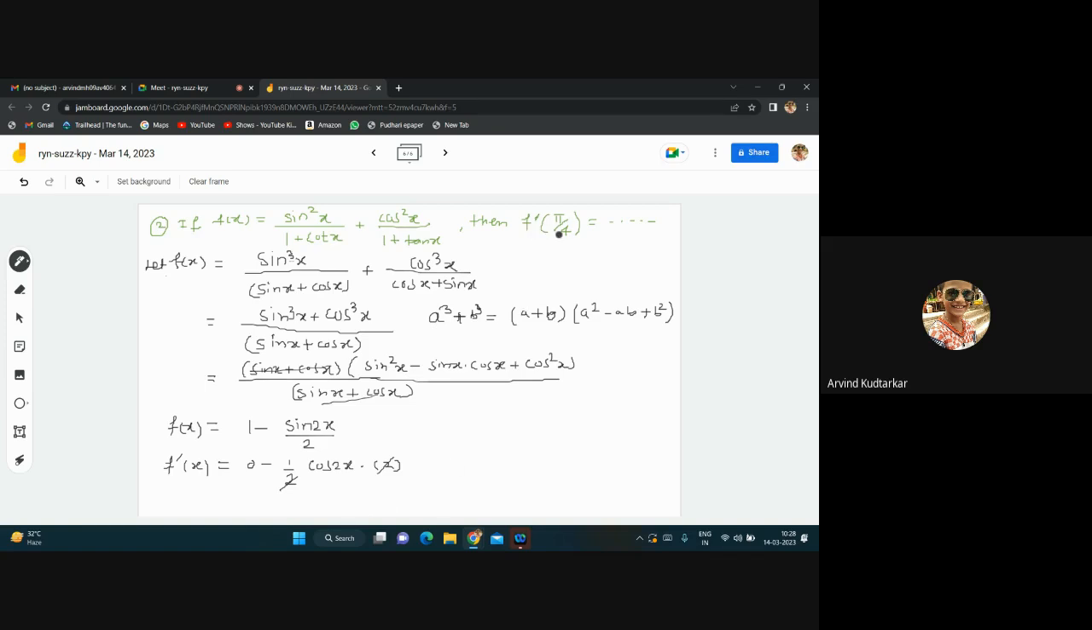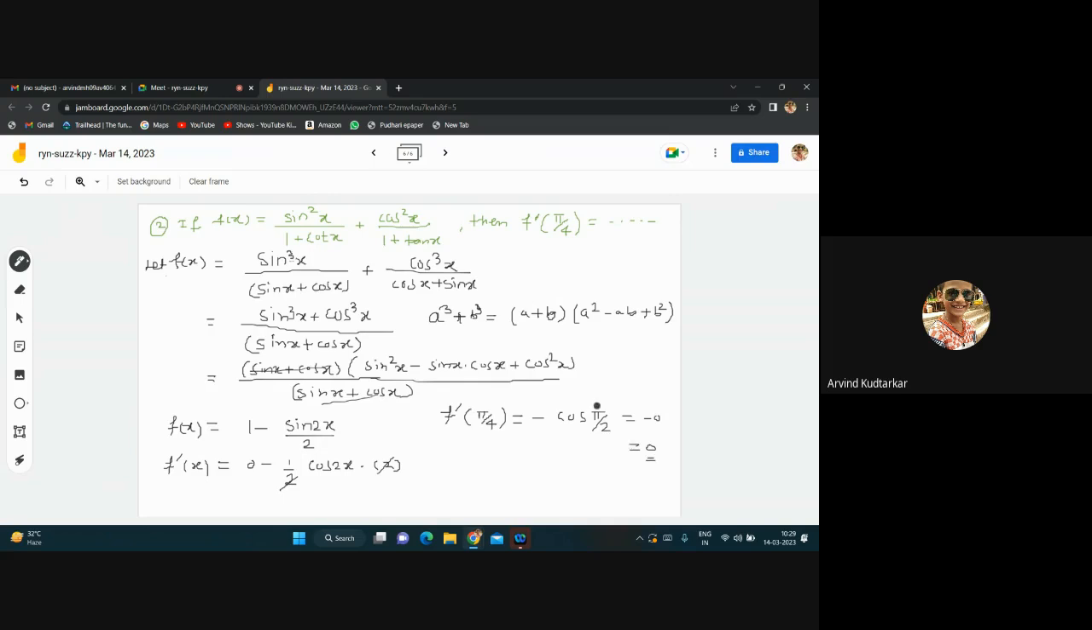But in this example, they asked to find the value of f dash of pi by 4. It means we have to substitute x as pi by 4. So f dash of pi by 4 is minus cos of 2 into x, where x is pi by 4. 2 into pi by 4 is pi by 2, and cos pi by 2 is 0. So minus 0. So the answer will be 0.